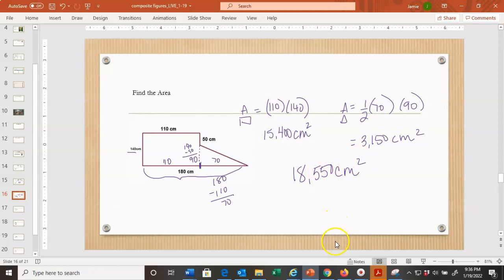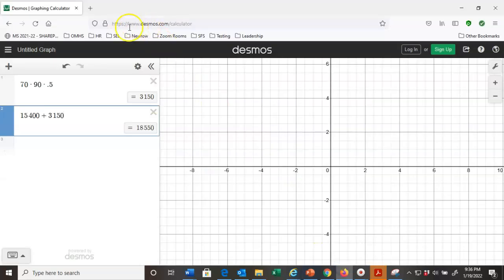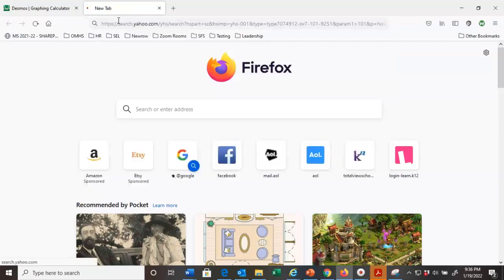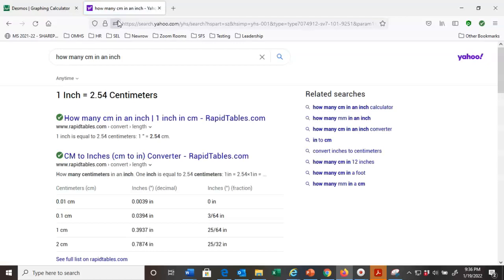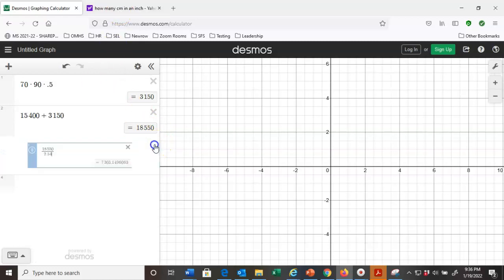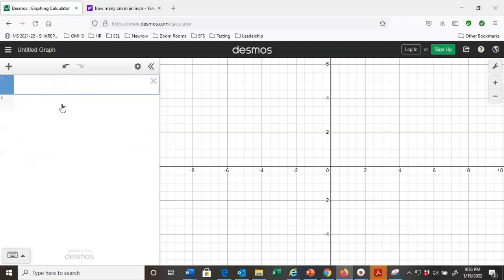That seems really big. I'm curious how many inches that is. Centimeters just don't process in my head as well, you know? How many centimeters in an inch? I don't even know. You guys know? 1 inch is 2.54 centimeters. So it's not as big as I thought. We would divide that by 2.54. Still pretty big. 7,000 inches? Holy bananas. Crazy.